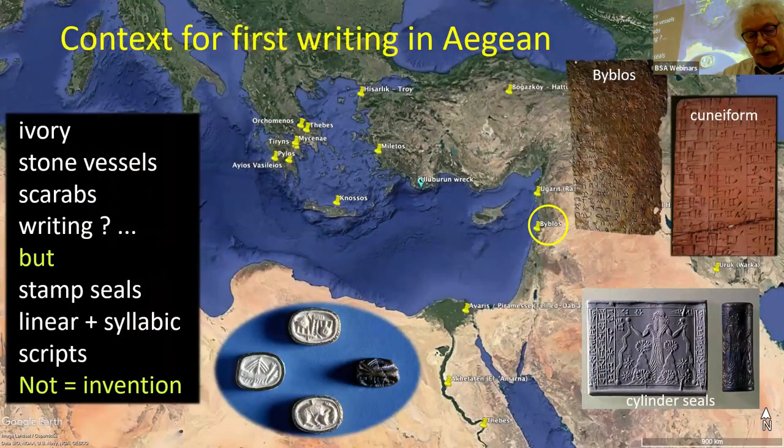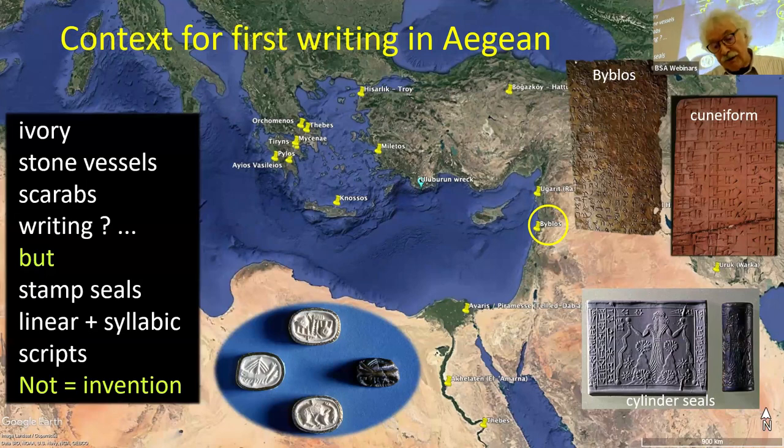By contrast, when writing appears in the Aegean, it emerges quite suddenly through encounters with a practice already well formed over a millennium in the Eastern Mediterranean and Mesopotamia. It comes in, most scholars agree, in a period towards the end of the third millennium BC, when use of the sail as a technology had effectively collapsed the distance between the Aegean and communities in the Eastern Mediterranean. It's also accompanied by a series of other elite practices and materials, stone vessels, ivory, and scarab seals, among others.